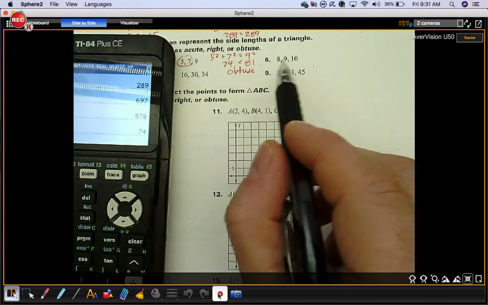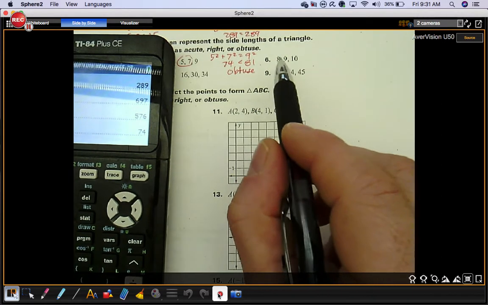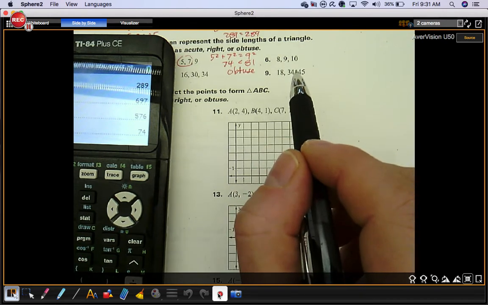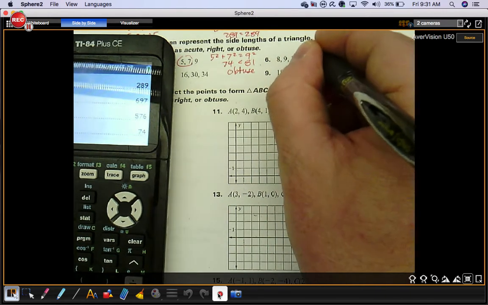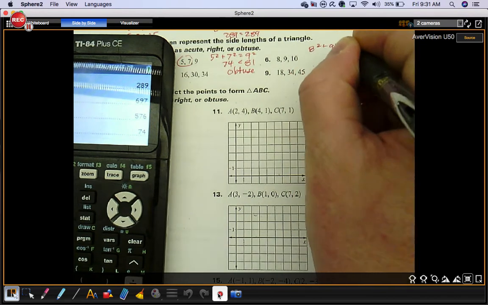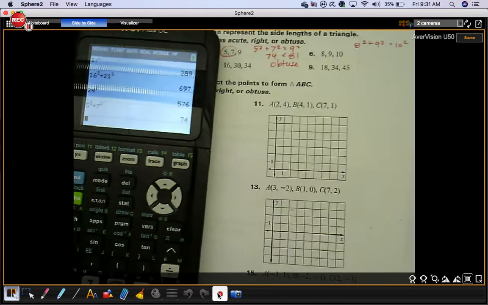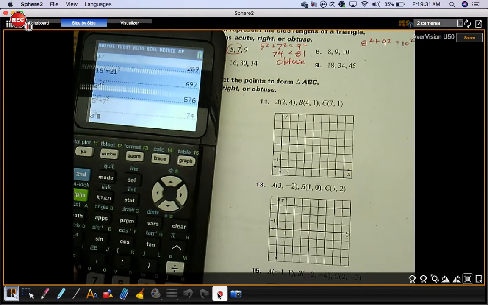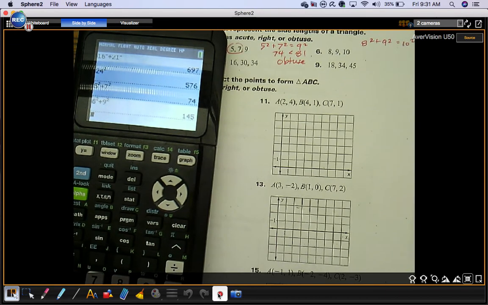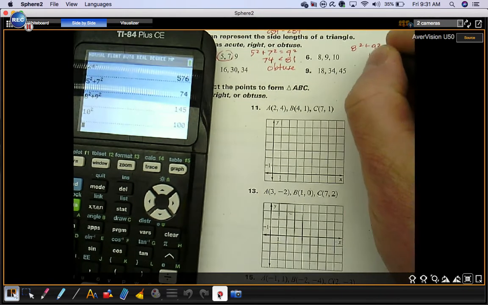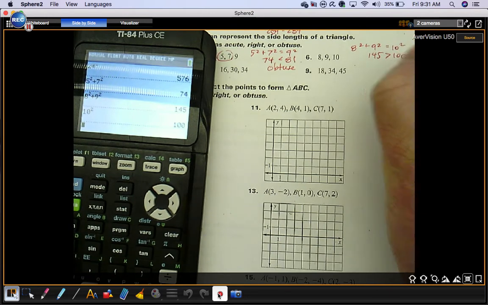Number 6, 8, 9, 10. Make sure it's a triangle first. Two smallest sides, 8 plus 9, that's bigger than 10. This is definitely a triangle. Now, check. What is 8 squared plus 9 squared? Compare that with 10 squared. 145 is bigger than 100. This is an acute triangle.